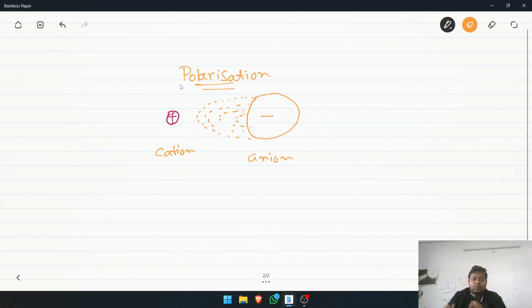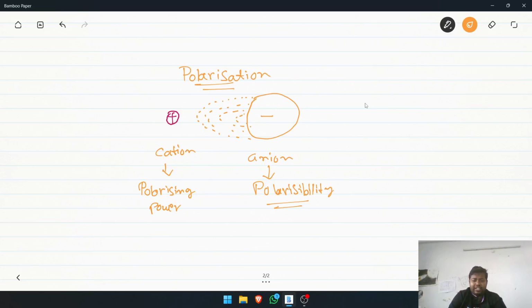The ability of the cation to distort the anion is called polarizing power. And the extent to which the electron cloud of the anion gets distorted by the cation is called polarizability. This is very important to understand the words. So polarization is the whole phenomenon, the power of the cation to distort the electron cloud of the anion is polarizing power, and the extent to which the electron cloud of the anion gets distorted is polarizability. I think you have got it.